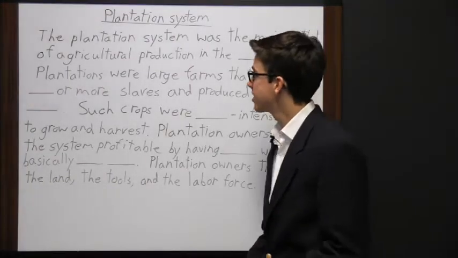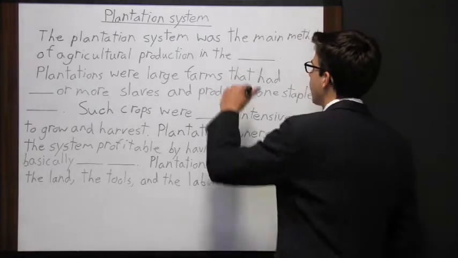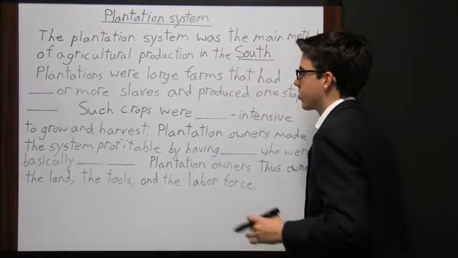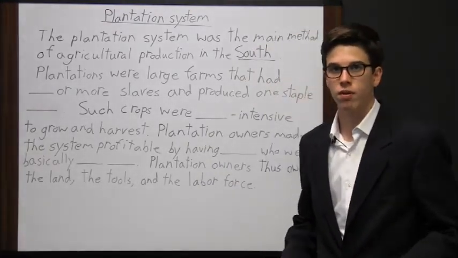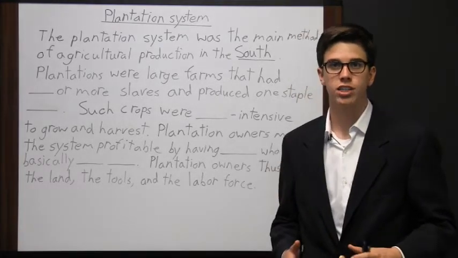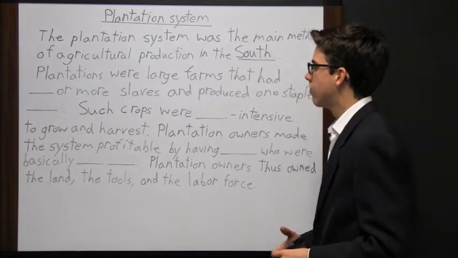The plantation system was the main method of agricultural production in the South. The South had an international economy because they exported many of their products to the East in exchange for foreign credit, which allowed them to import goods from the East.